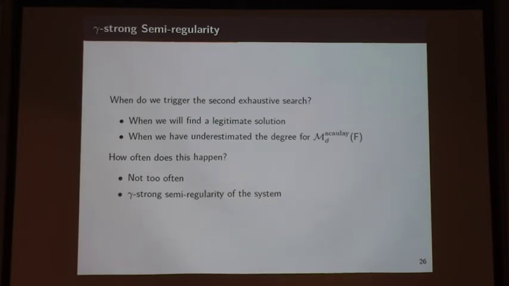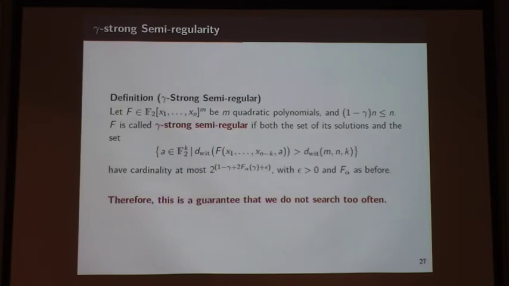In terms of gamma-strong semi-regularity, which is defined in the following slide, as long as we have a gamma-strong semi-regular system, we have a guarantee that we don't have to check too often. And so here we say that a system is gamma-strong semi-regular if the number of times that we have to check the remaining n minus k variables is upper bounded by the computation time of the consistency check. So it says, okay, well, this is the number of times that we're wrong about the witness degree, the number of times that we check and we don't actually have a solution in the remaining n minus k variables.